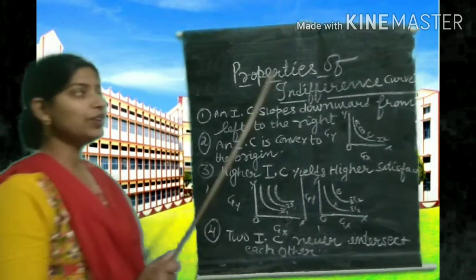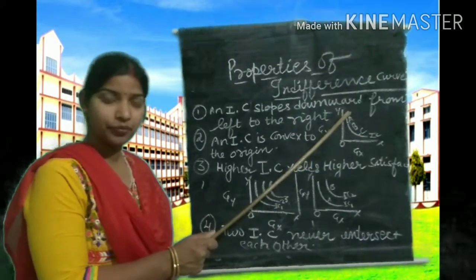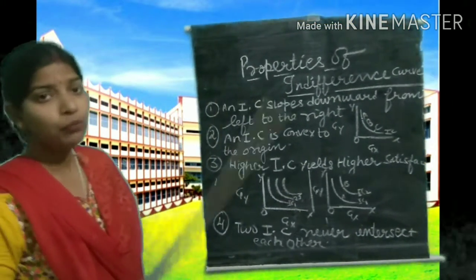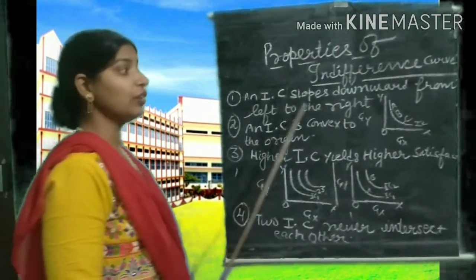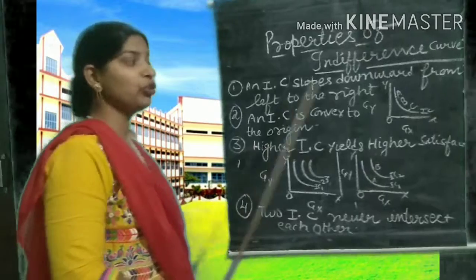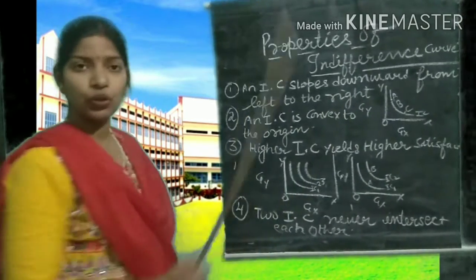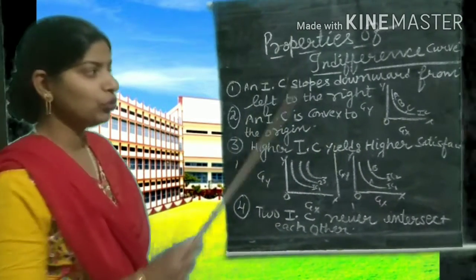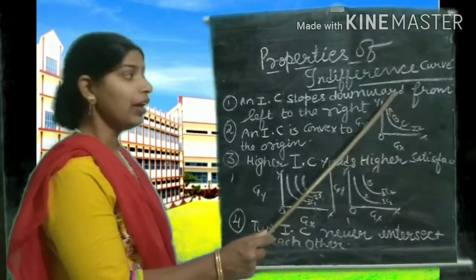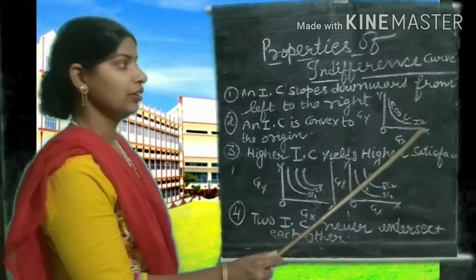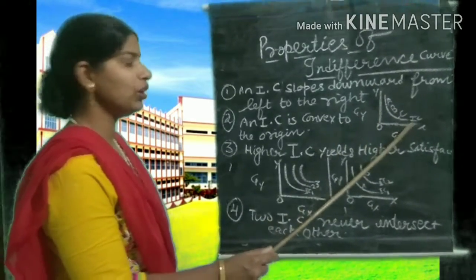Today we shall do the properties of indifference curve. There are four main properties of indifference curve. First, an indifference curve slopes downward from left to right. As yesterday also, we have drawn the curve left to right. You can see the curve also. This is the IC curve and its shape, all of you can see here, left to right.